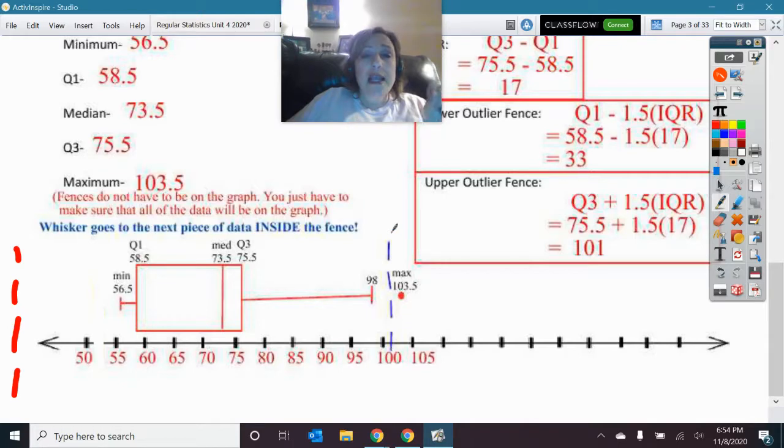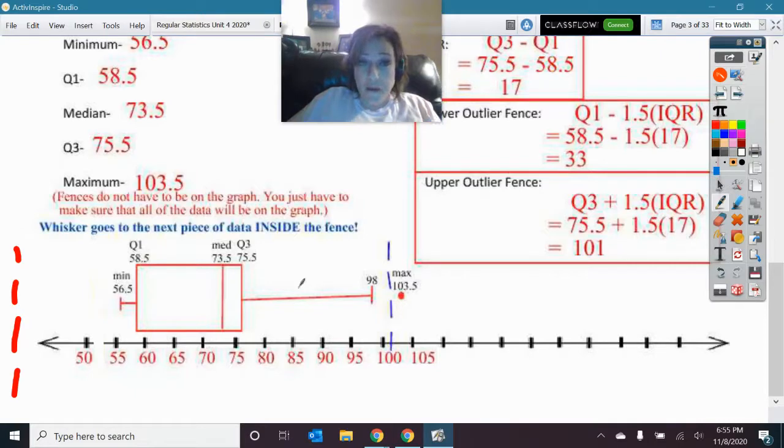Now, scale, box, fences. We just did fences, and now here come the whiskers. If you do not have any outlier on the lower side, which we do not, the minimum will not go past the fence, so I can just go ahead and draw my whisker to that minimum, 56.5.